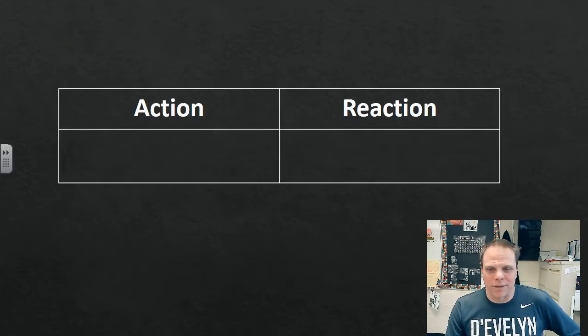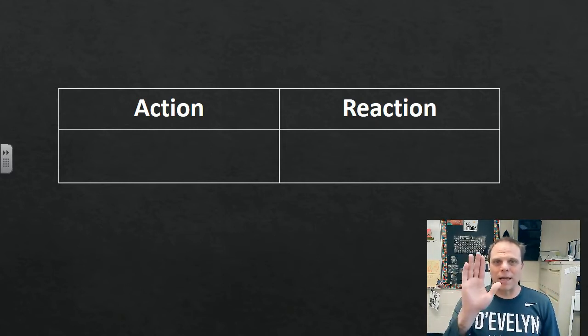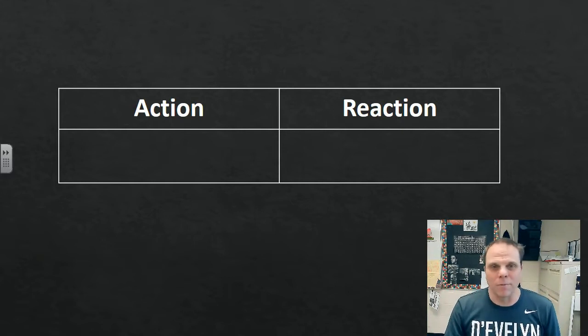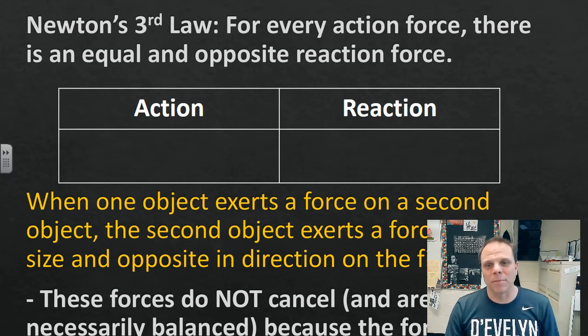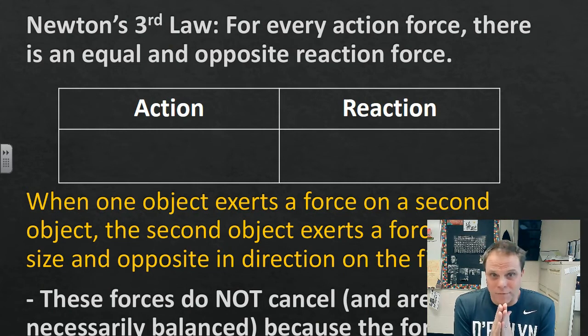So, action reaction. This is Newton's third law kind of summed up. You can think of any action force and then there's a reaction force. What does that mean? Well, we're going to go through a couple different examples here, but it's important for you to remember that when one object exerts a force on a second object, the second object exerts a force on that first object in equal and opposite direction. Okay, equal in size, opposite in direction.